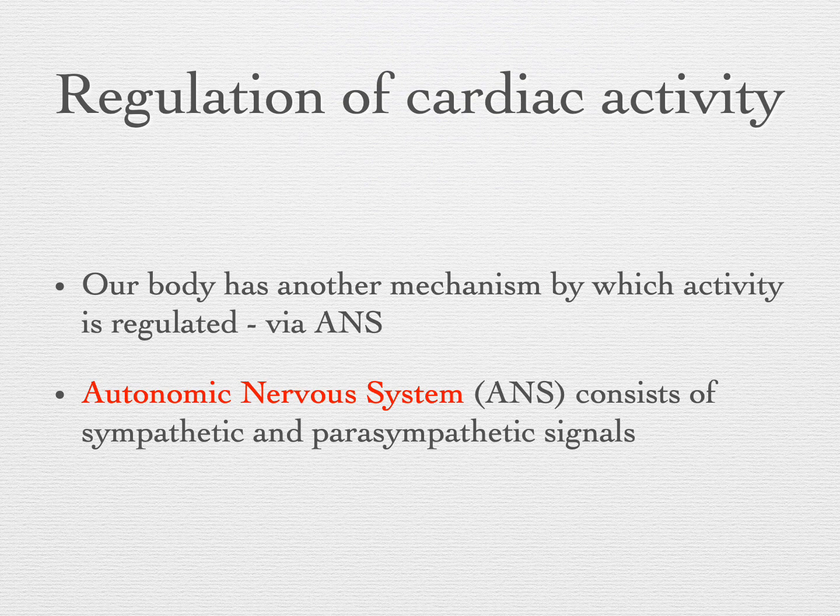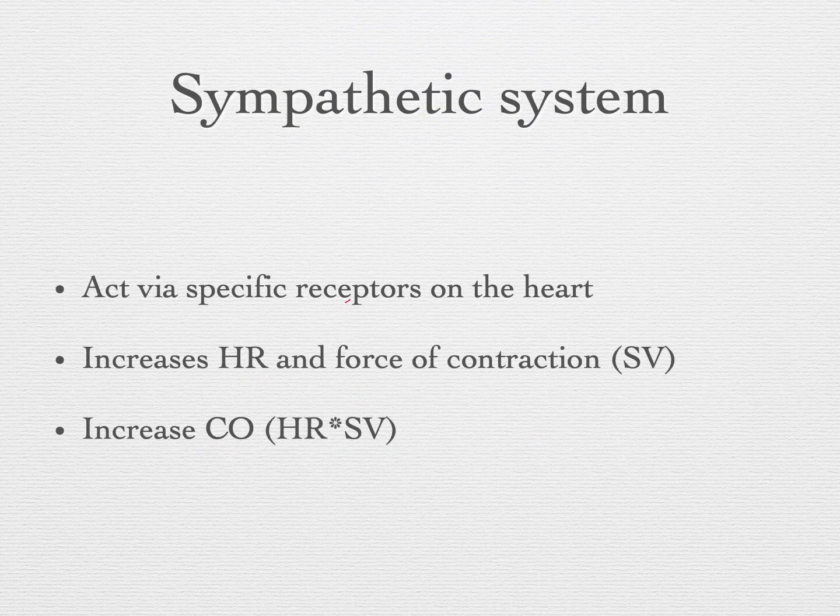The next section deals with the regulation of the cardiac activity. Although the heart is auto-excitable in nature, specific parameters like the heart rate and the stroke volume can be modified via a special regulatory system known as the ANS. This ANS consists of sympathetic and parasympathetic signals which reach the heart and modify the heart rate and the stroke volume. So the sympathetic and parasympathetic systems and their effects on the heart will be discussed next.